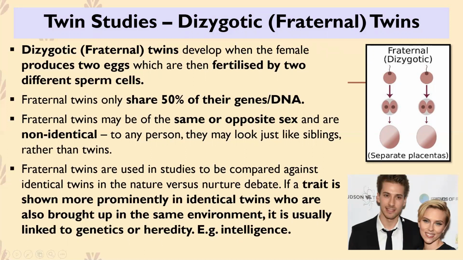Because it gives us a basis of comparison against identical twins, to study both of them and see if the same characteristics are shown, like intelligence, for example. How is that showing up in fraternal twins as compared to how it shows up in identical twins?